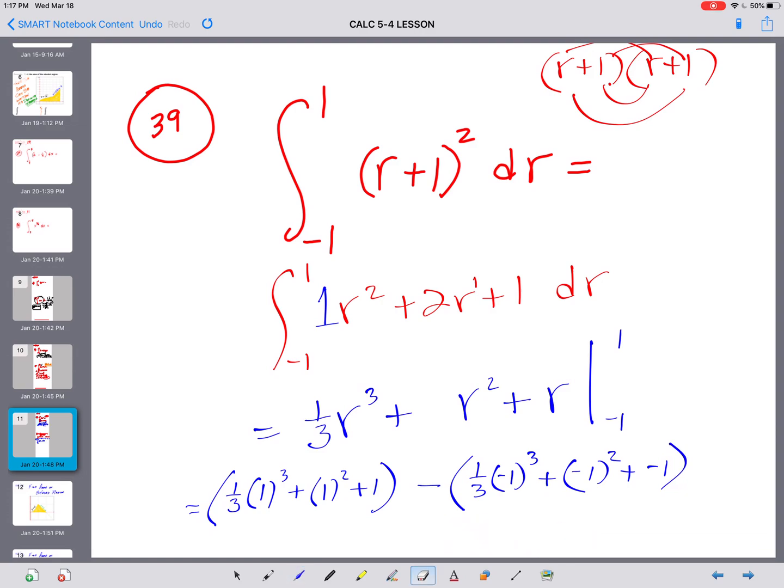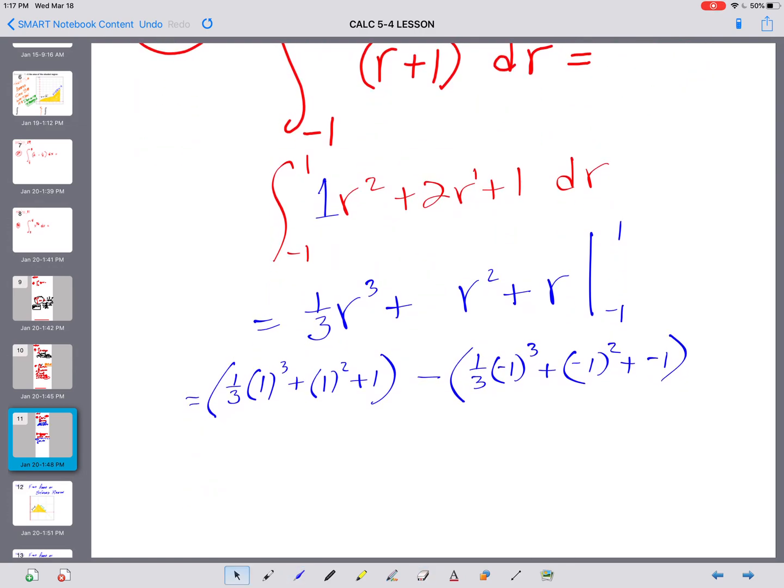Okay, let's see what we've got. Move it up a little bit. We got room here. Okay, this is going to be 1/3. This is going to be 1 plus 1. That's 2. Parentheses minus. This is going to be -1/3, with the -1 to the third power being -1.